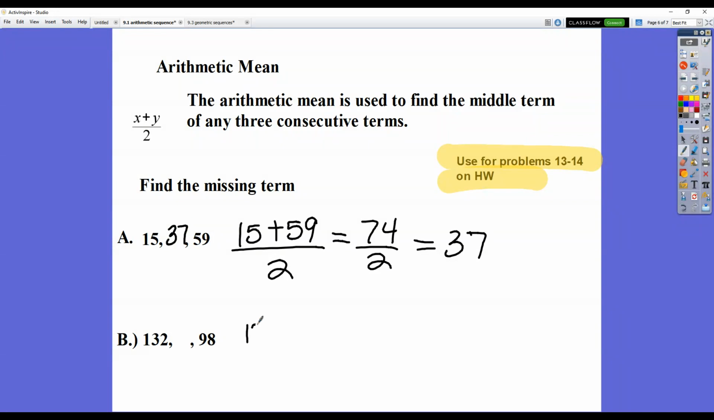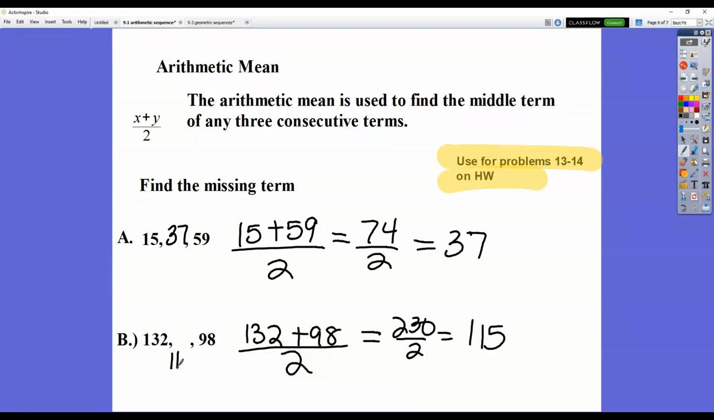Okay, next one. 132 plus 98 divided by 2. So that'd be 230 divided by 2, which is 115. 115 is the missing term. So, arithmetic mean's not too difficult, just find the average. Remember, mean is the average.